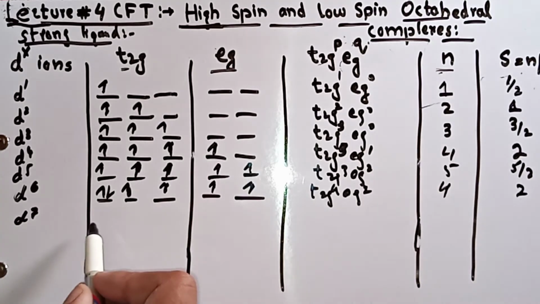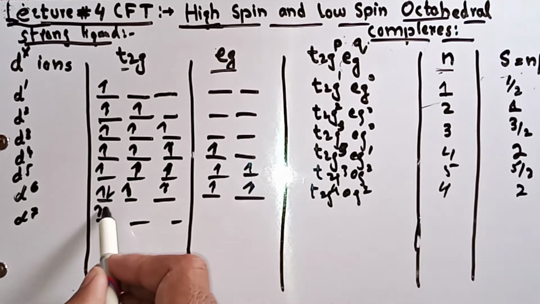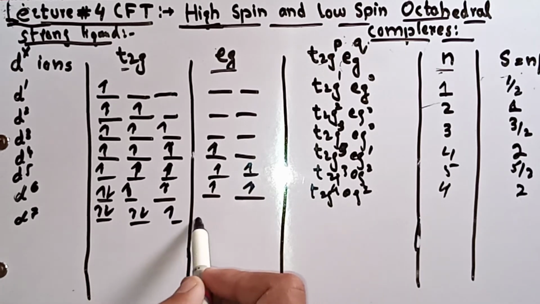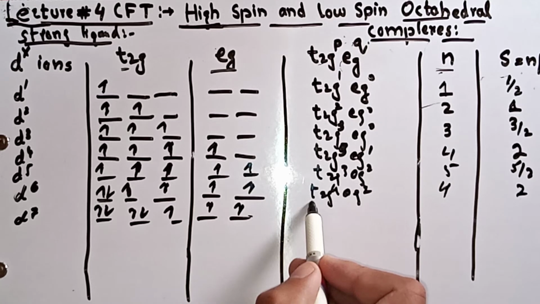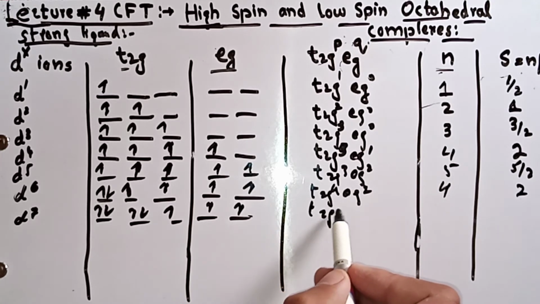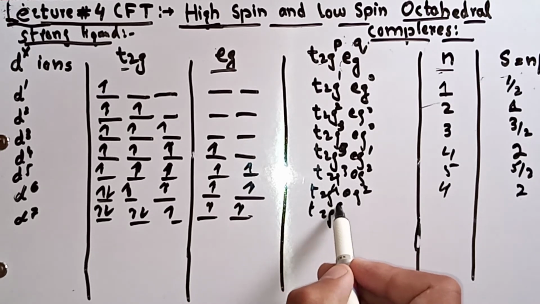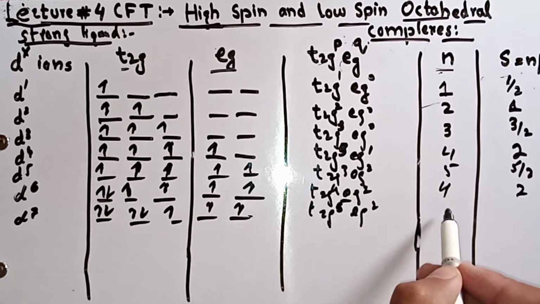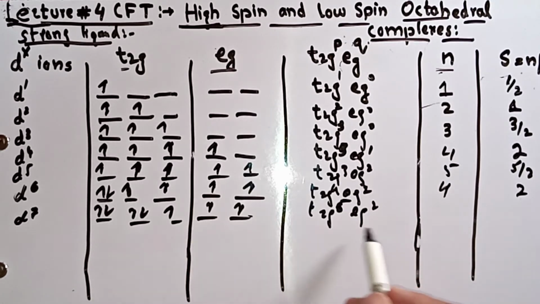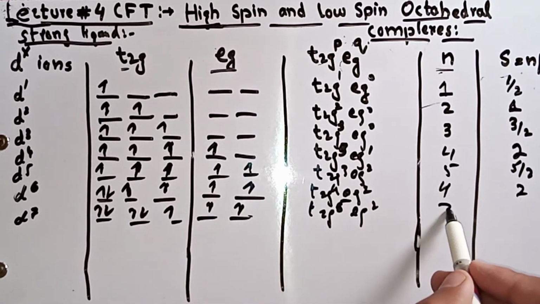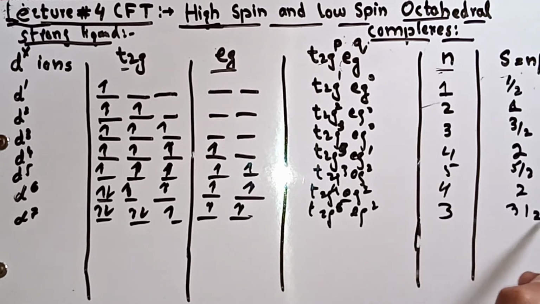Similarly, when D7, it will be like that. Now I think you should be clear. That is 5 electrons in T2G and EG has 2 electrons. There are 3 unpaired electrons. 3 divided by 2 will be the resultant spin.